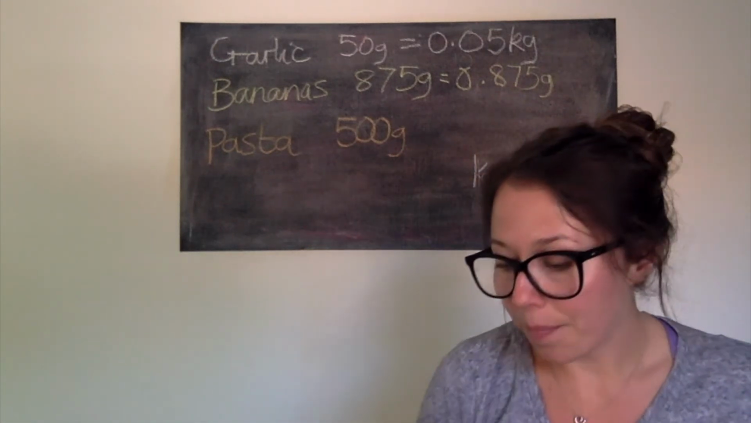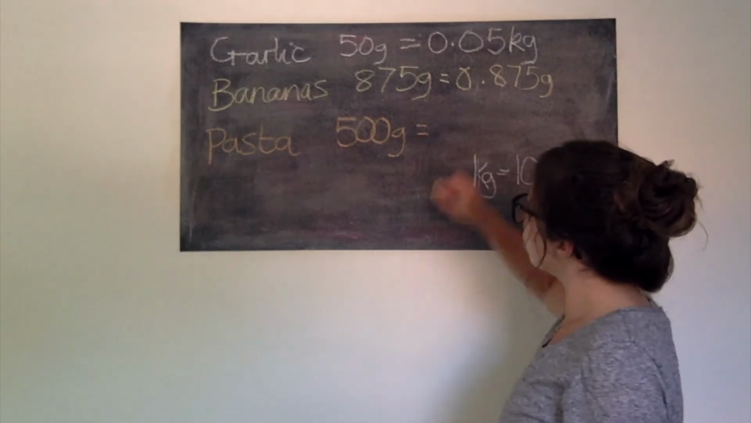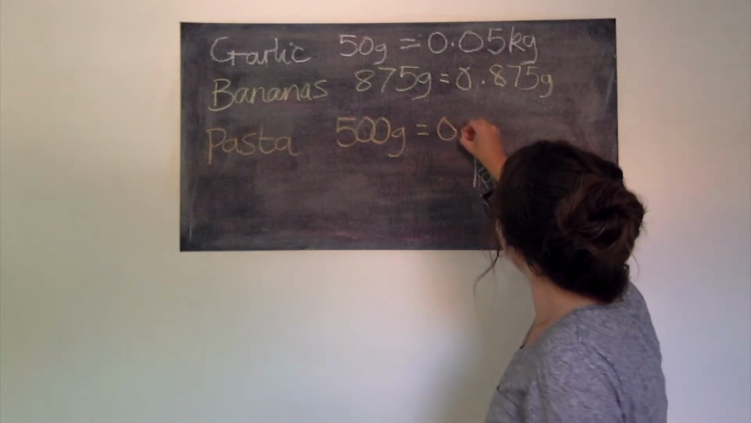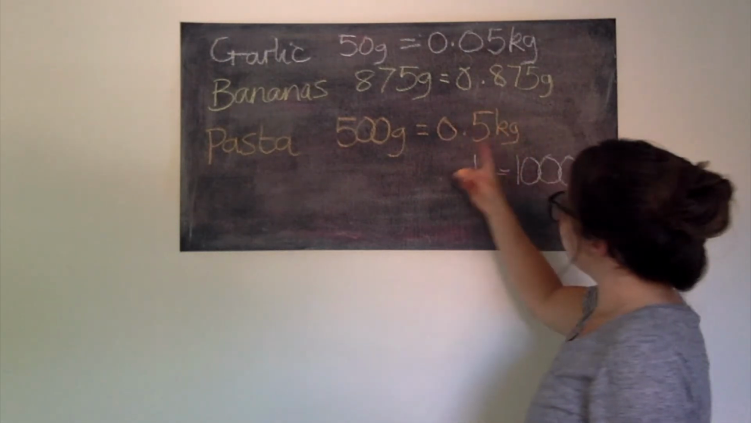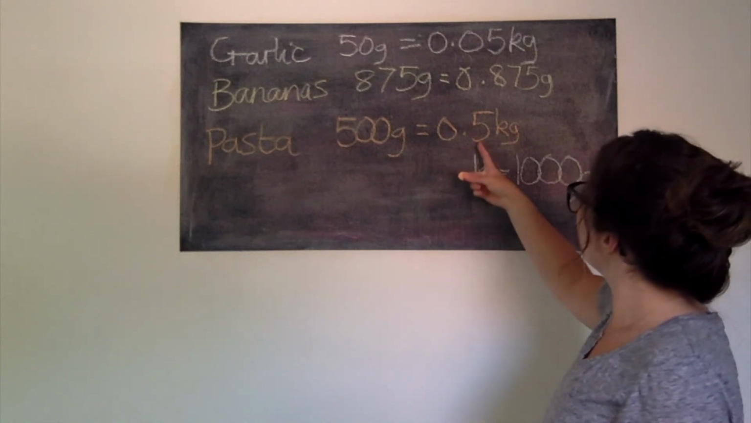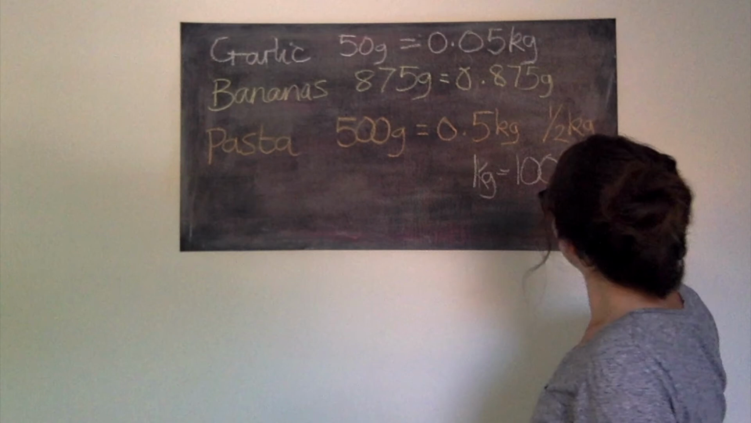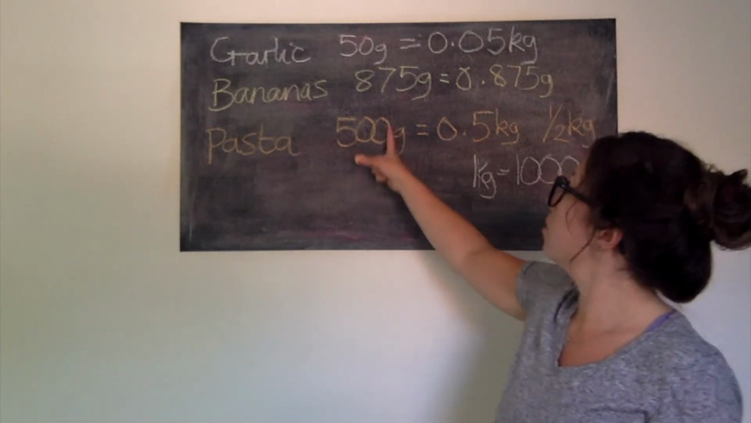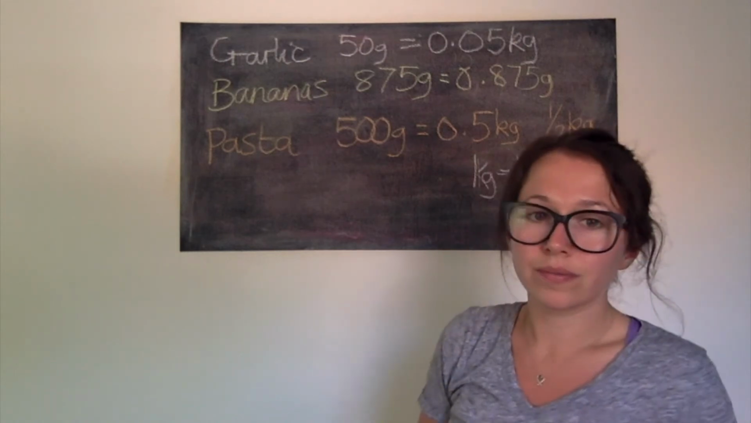So that means that our pasta at 500 grams, as kilograms, is 0.5 kilograms. And another way of saying this, I hope you can recognise, would be half of a kilogram. Okay, because a whole kilogram is 1,000 and that is half of 1,000. So well done if you got those.